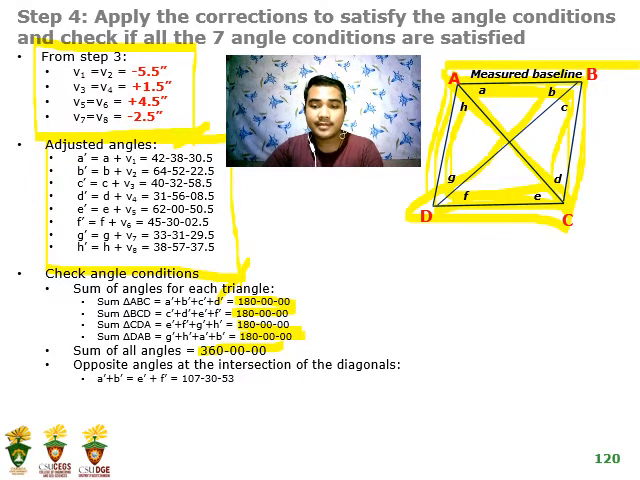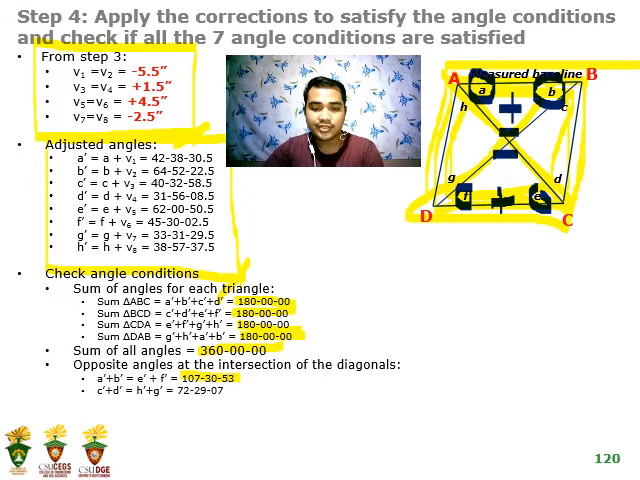A or B, when we add them, and E or F, when we add them, should be equal. So if we check this in our adjusted angles, adding A or B or E or F, they total the same, 107 degrees, 30 minutes, and 53 seconds. So therefore, it satisfies our condition.